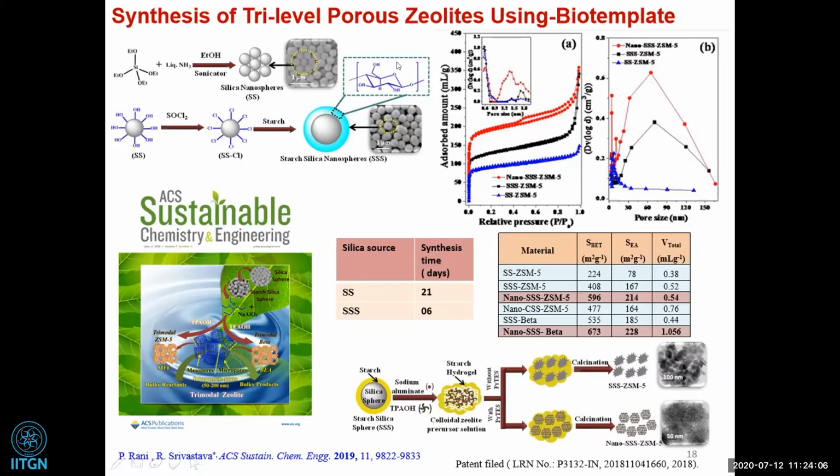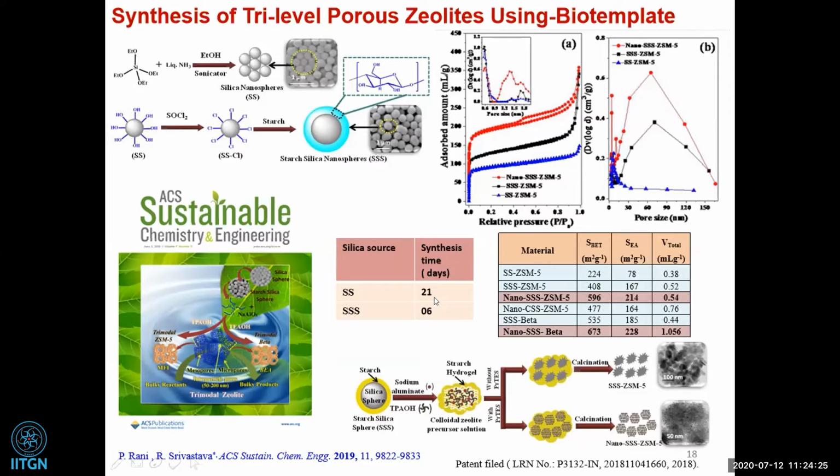Here we have the tri-level porosity, where we have micropore, mesopore, and macropore. Again, the macropores are not micro in size. They are in the nanometer range, specifically from 50 to 150 nanometers, which is very good for catalysis. So you can improve the pore diffusion phenomena very well for all kinds of large molecules.